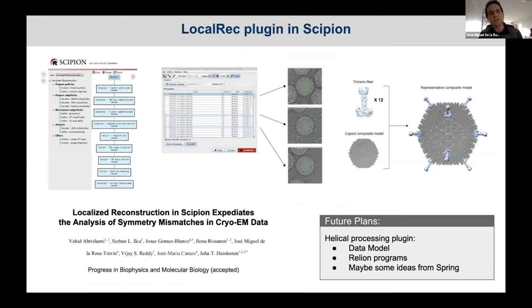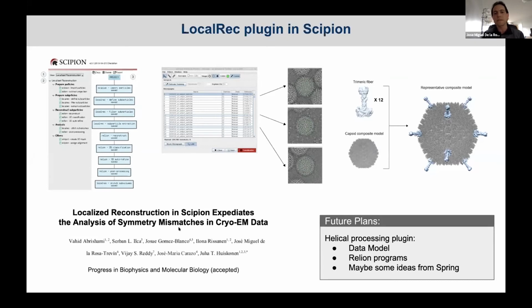Another example that I wanted to mention is the LocalRec plugin in Scipion. This was one of the first collaborations we had with external developers, with Juha Huiskonen. He was at that time in Oxford, and with Serban and Ilka, he came to Madrid and we started doing this LocalRec plugin in Scipion, and it was very successful because we could reuse many of the visualization tools. For example, the particle picker, we used it for showing these subparticles. In LocalRec, the idea was that you could define symmetry vectors and then extract subparticles. And this has been quite useful for analyzing symmetry mismatches.